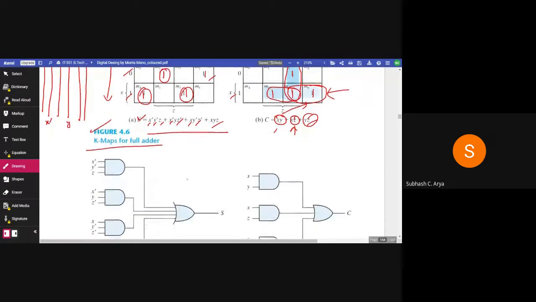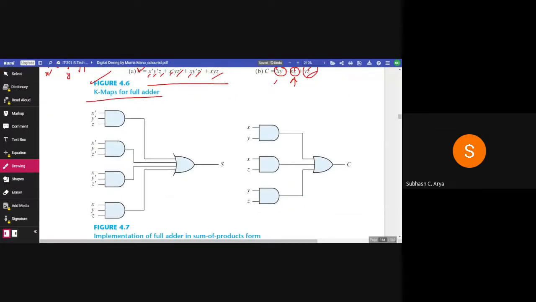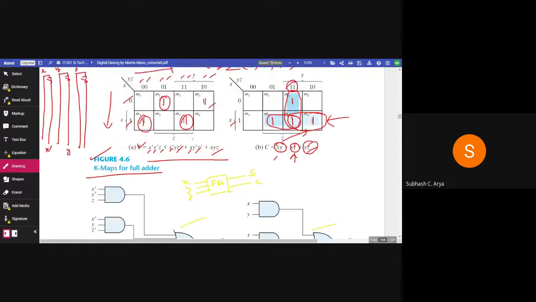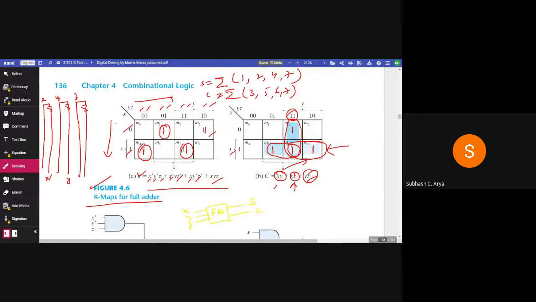Although both are necessary, they have implemented them separately. However, it should not be separate because an adder is one circuit only. Here X, Y, Z are inputs and sum and carry are outputs. Okay, full adder. So this is one circuit. So it cannot be implemented separately like the way it is given here. So let us see how one can implement it.